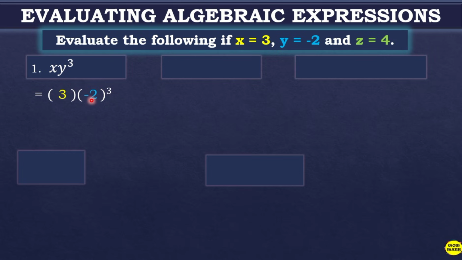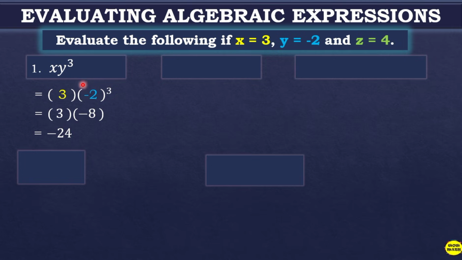Okay? So, negative 2 times negative 2, that is positive 4. Times negative 2 kasi 3 times. So, that is negative 8. Okay? So, ibig sabihin, tatlong negative 2. So, mag-multiply kayo ng tatlong negative 2. Negative 8. Okay? And then, 3 times negative 8, that is negative 24.